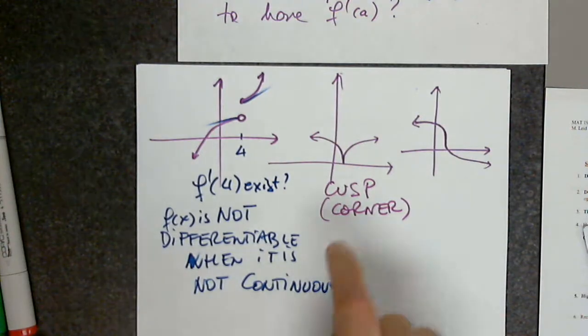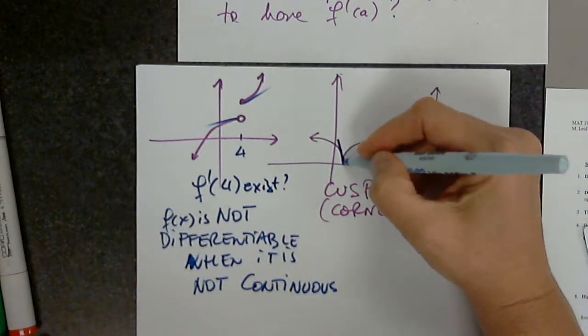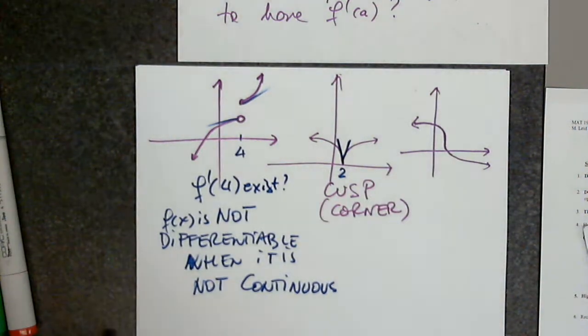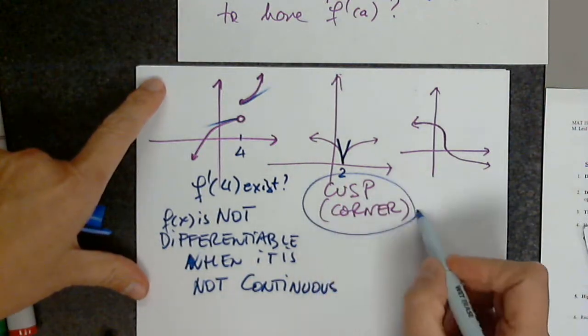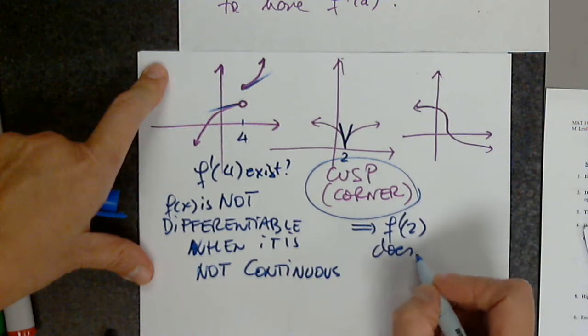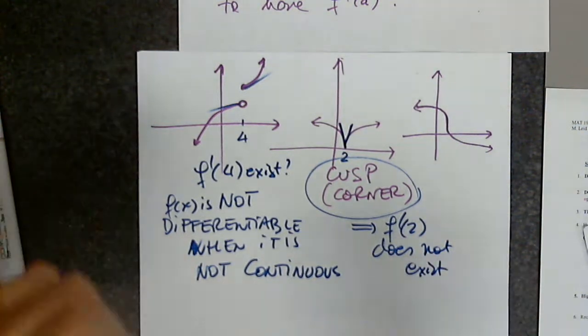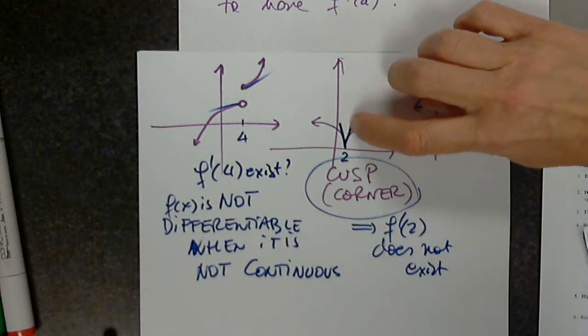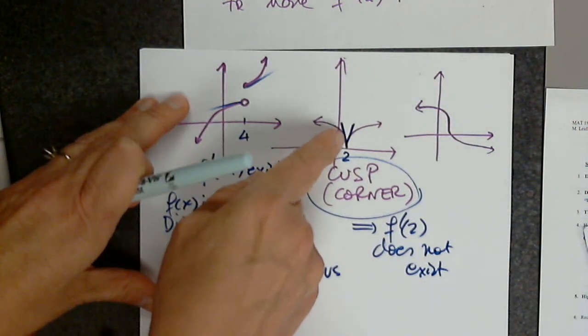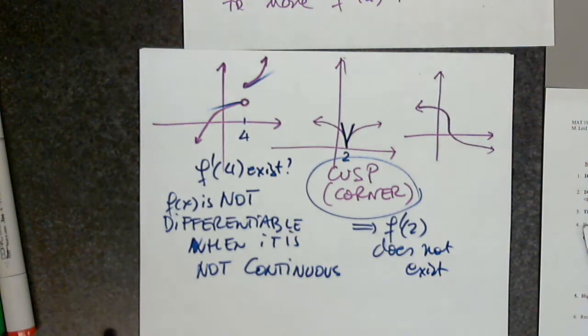So let's see what happens at this point. There is a tangent here. There is a tangent here. At the cusp, even if the function is continuous, will it have a different derivative? Will it be differentiable at this point, let's say at 2? No. Cusp and corner imply f prime of 2 does not exist. For the same reason. The limit of the difference quotient on this side is positive, and the limit of the difference quotient on this side is negative. Therefore, they are not the same.